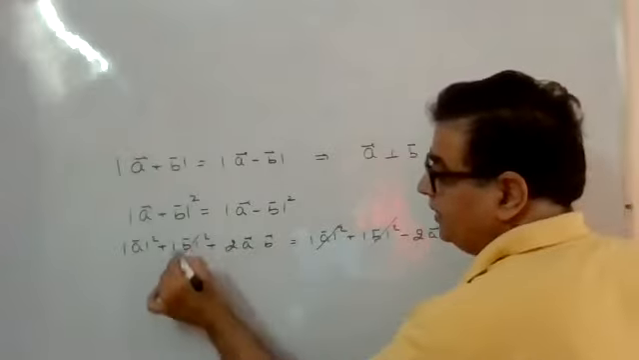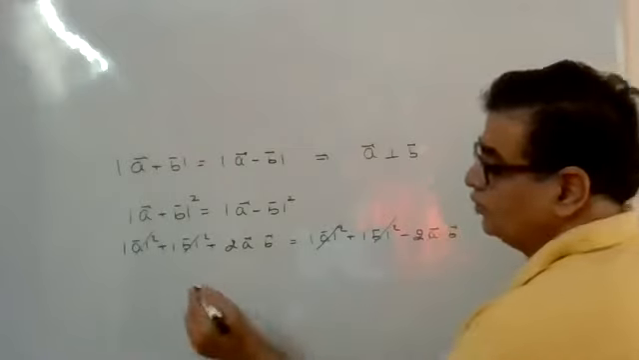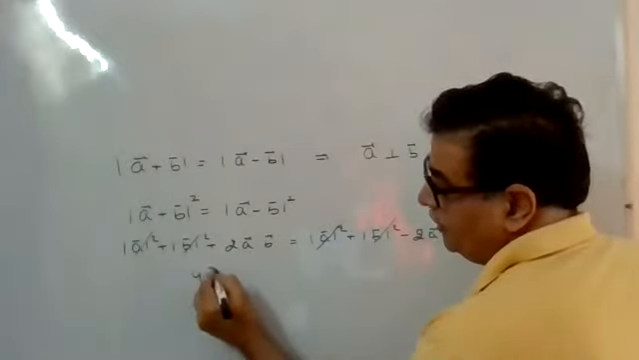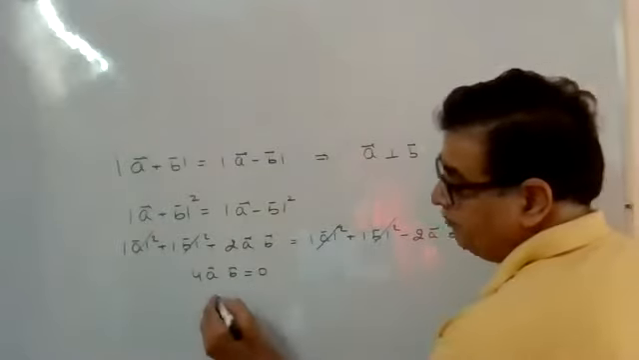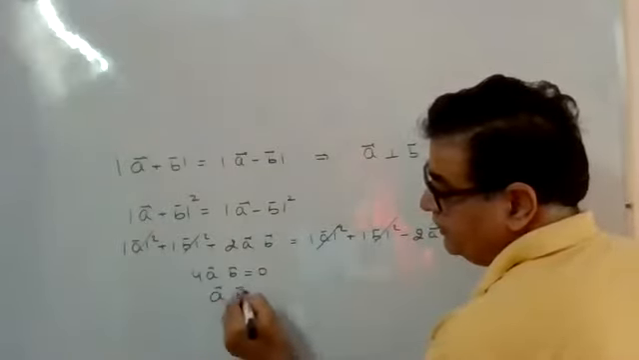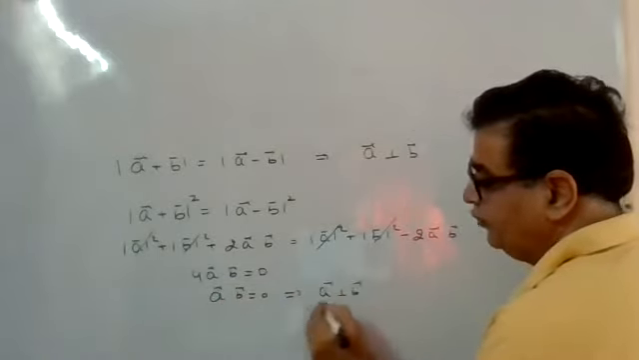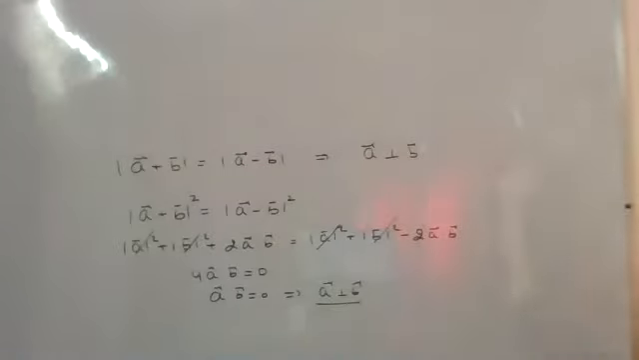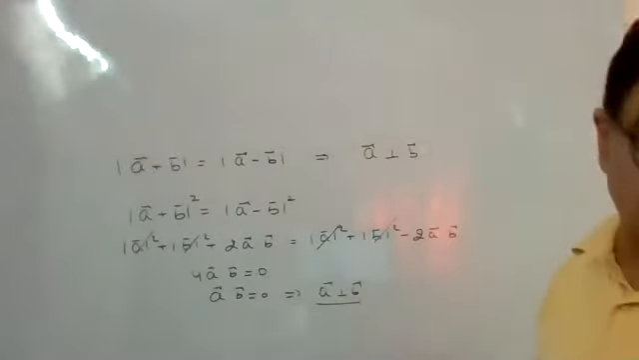This part clearly goes. This is 2A dot B, and this will also go to this side. So it will be 4 A dot B equal to 0. That implies A dot B is 0. This implies A is perpendicular to B. Clear? Next question, write down please.